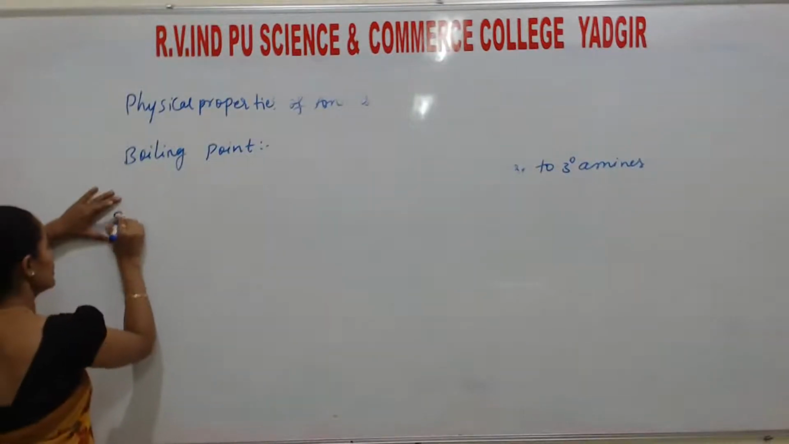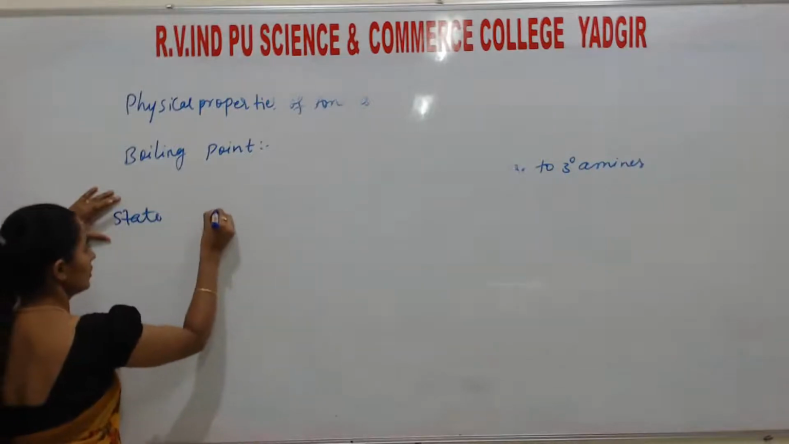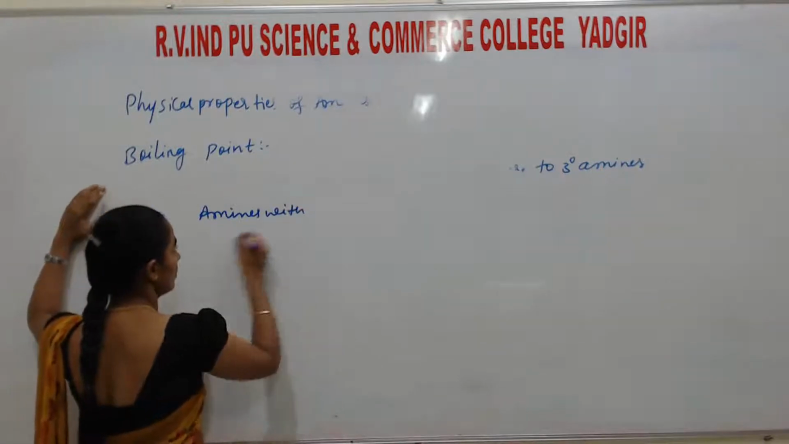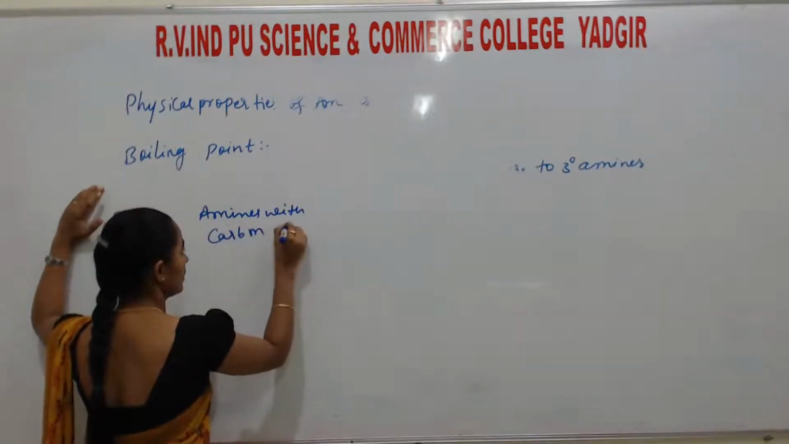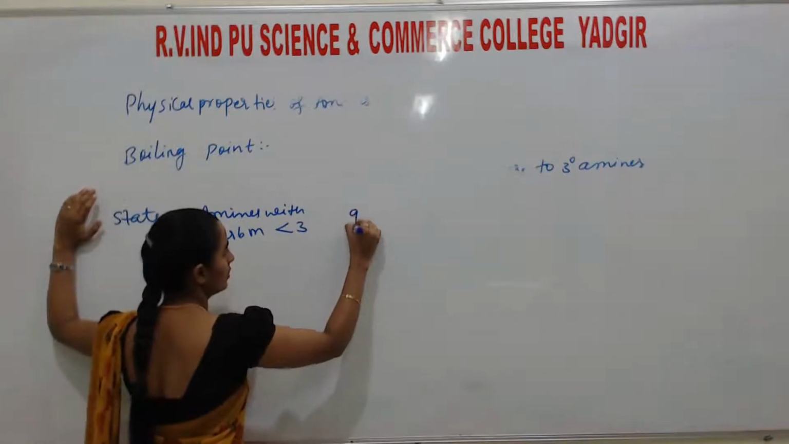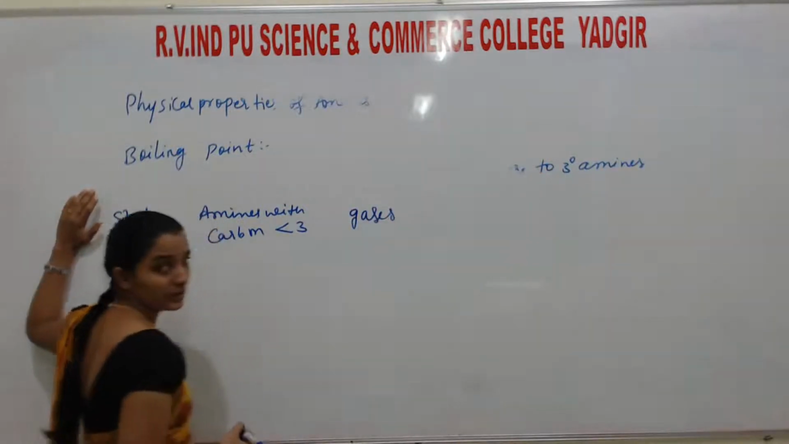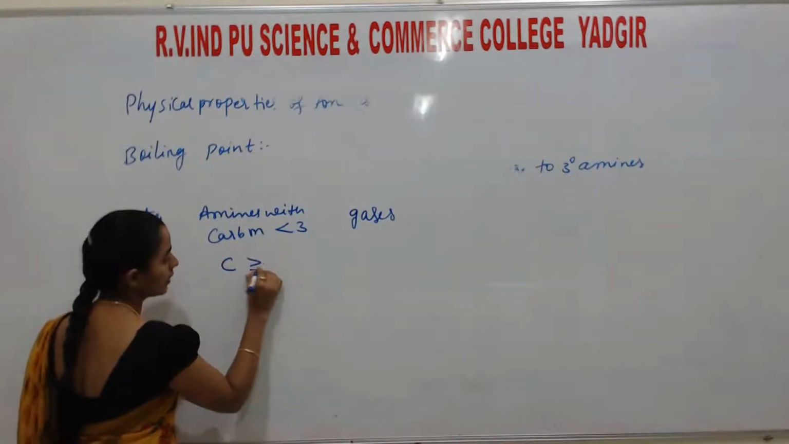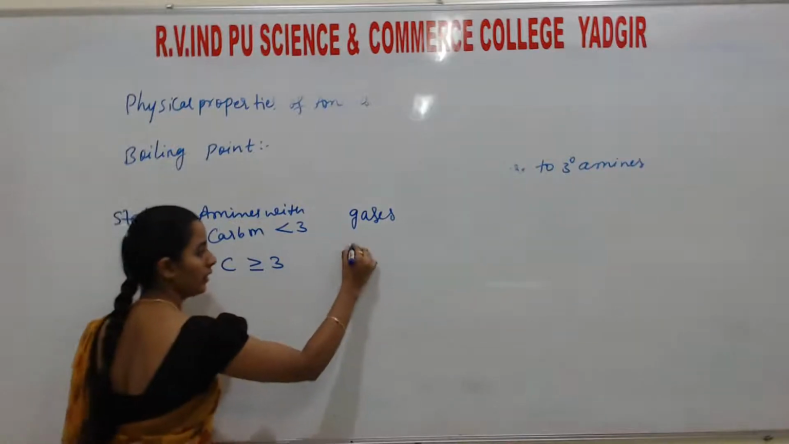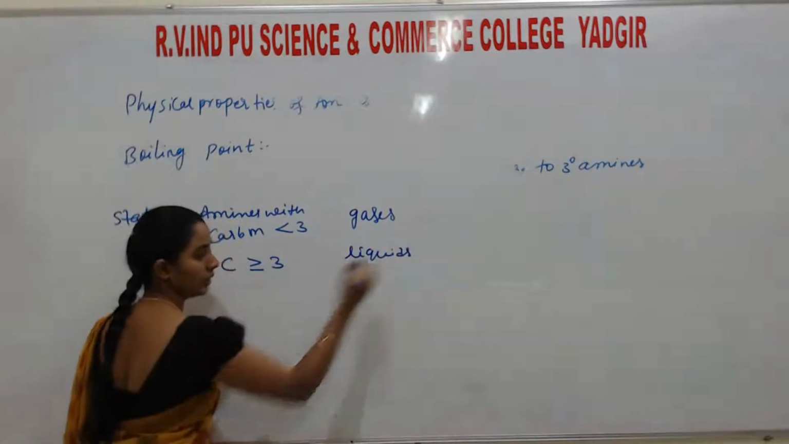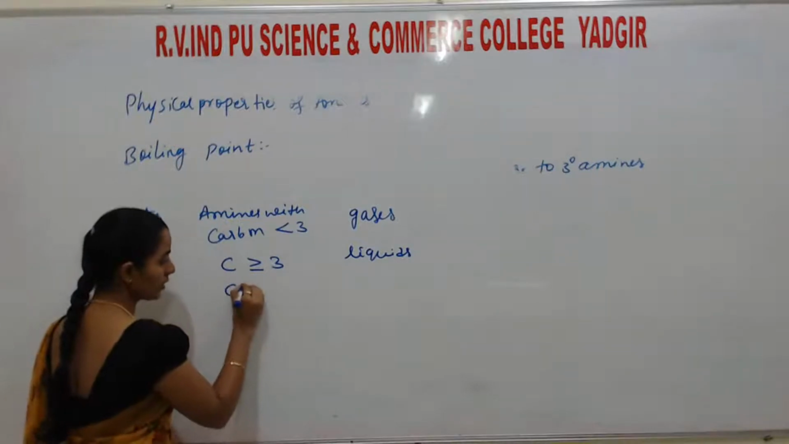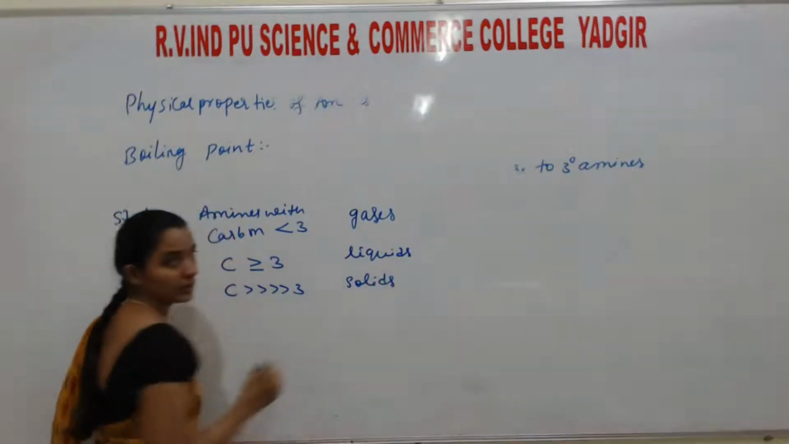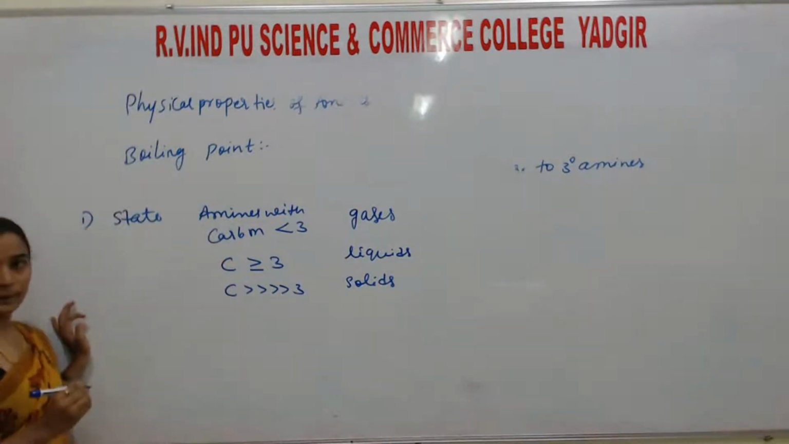Okay, so first you consider the state of amines. Amines with carbon atoms less than 3 are gases. Amines with carbon atoms greater than or equal to 3 are liquids. Amines with many more carbon atoms are solids. This is the first physical property.